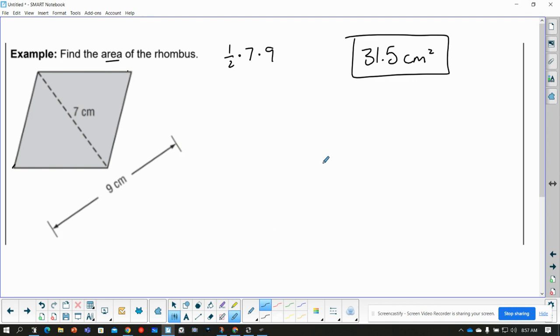This would also work for the area of a kite, diagonal 1 times diagonal 2 times 1/2. Go ahead and try those exercises, see how you do.